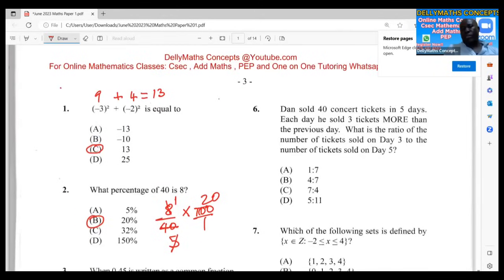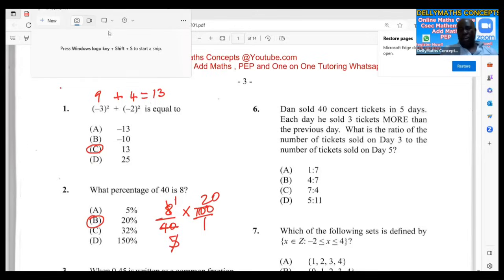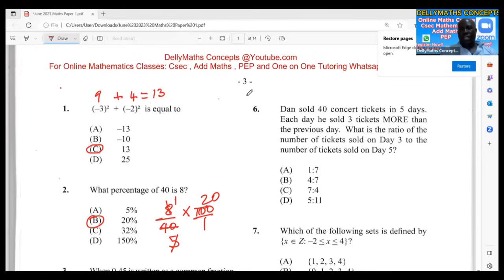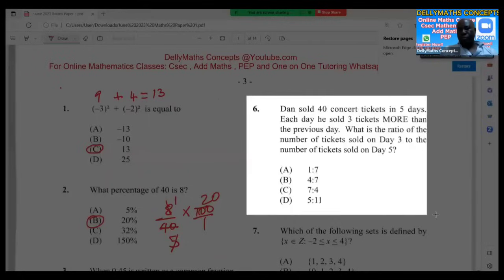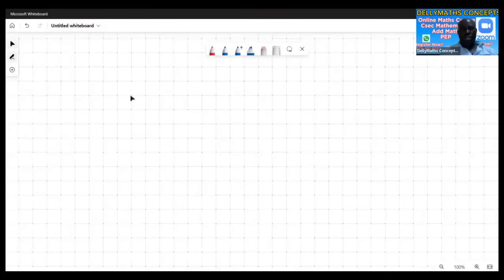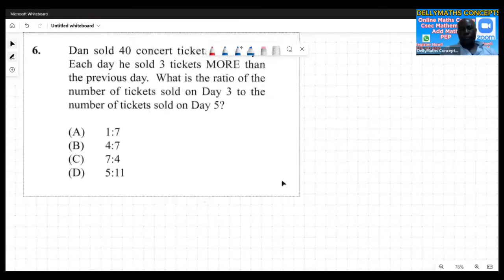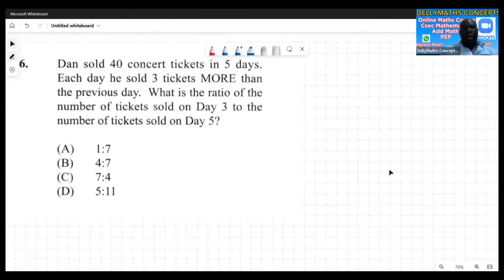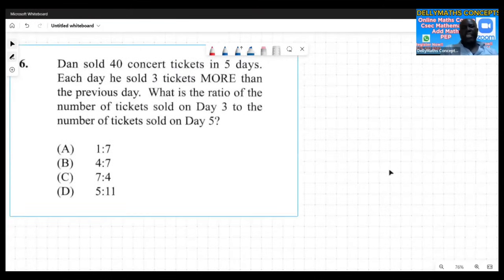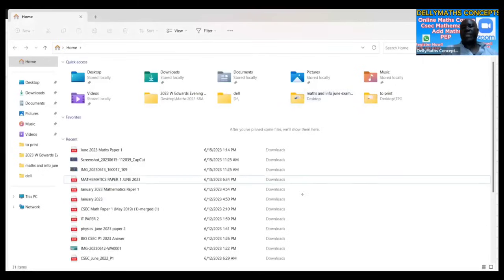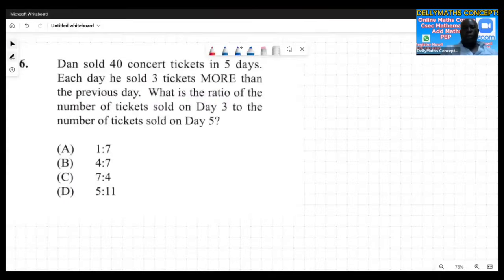We have tickets that were sold at a concert, right? And the tickets were sold, and we have a total of 40 after 5 days, and each day he sold 3 tickets more than the previous day. All right, no problem. So then you want to set up a system.